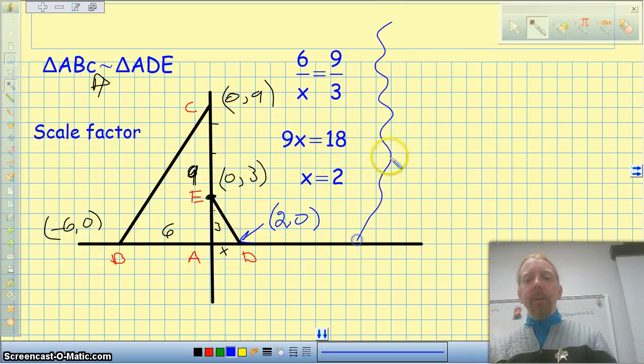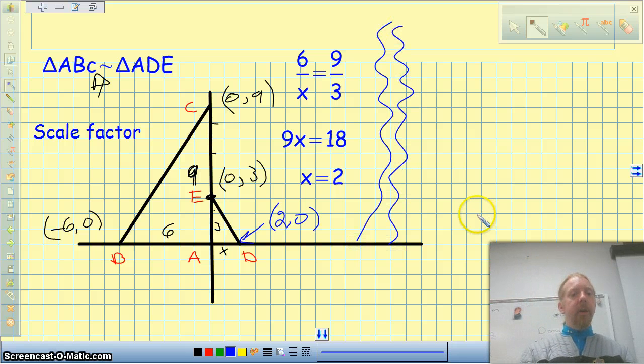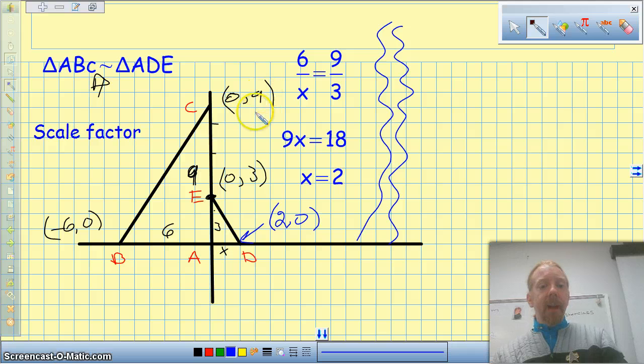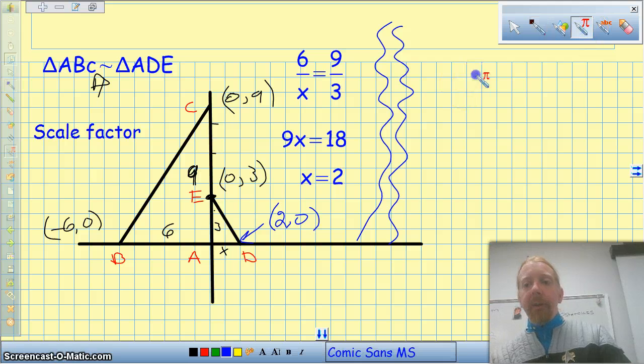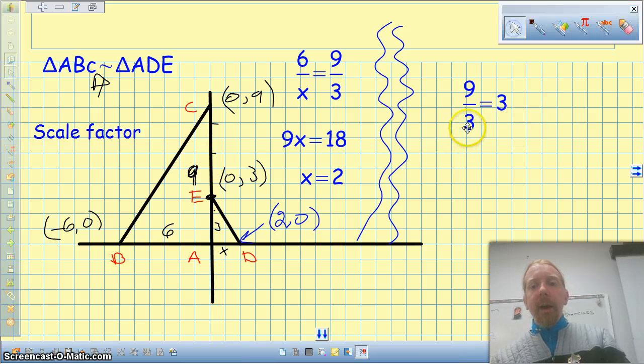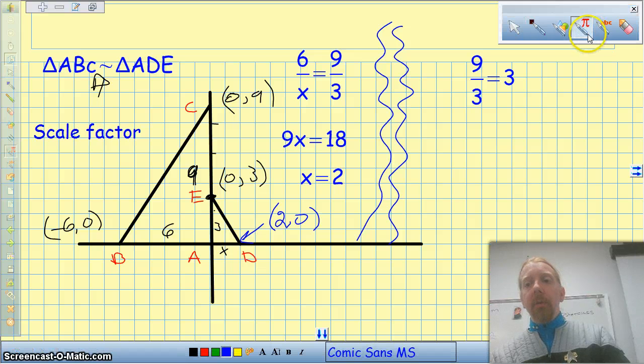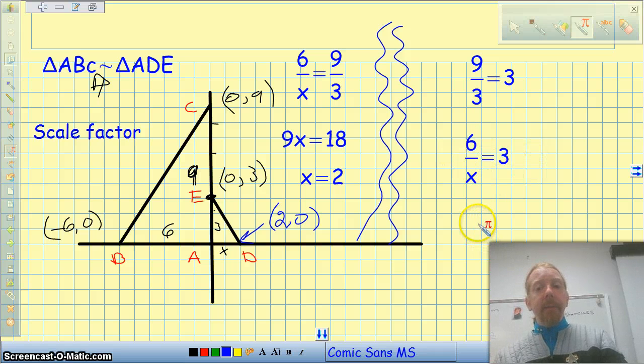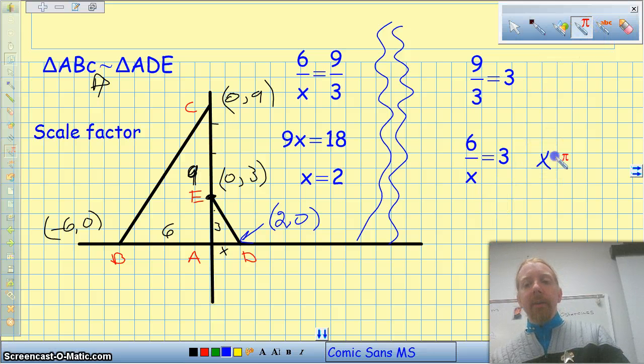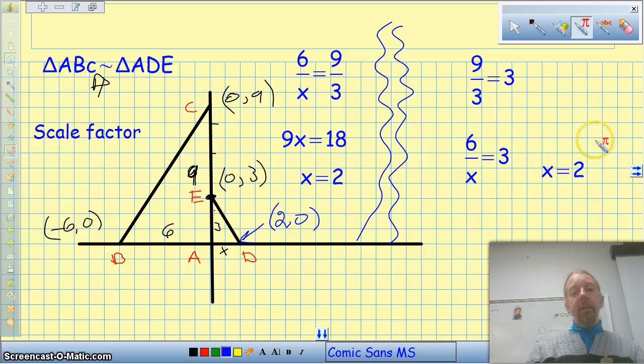I could also approach this using a scale factor. For example, what's the scale factor of 9 and 3? Well, if I put 9 over 3, I get a factor of 3. So that means I want to take 6 and scale it by a factor of 3 down. So I'm asking myself, 6 divided by what is going to give me that scale factor of 3. And then when I solve that, I'll get x is equal to 2 again. I can then use that idea to come up with that 2 units.